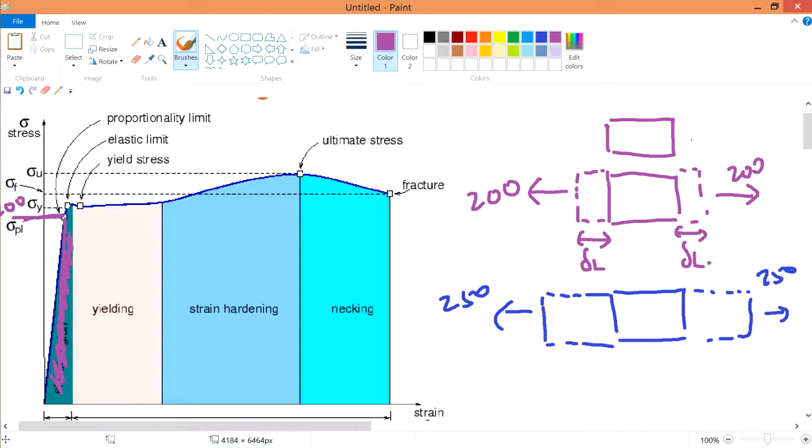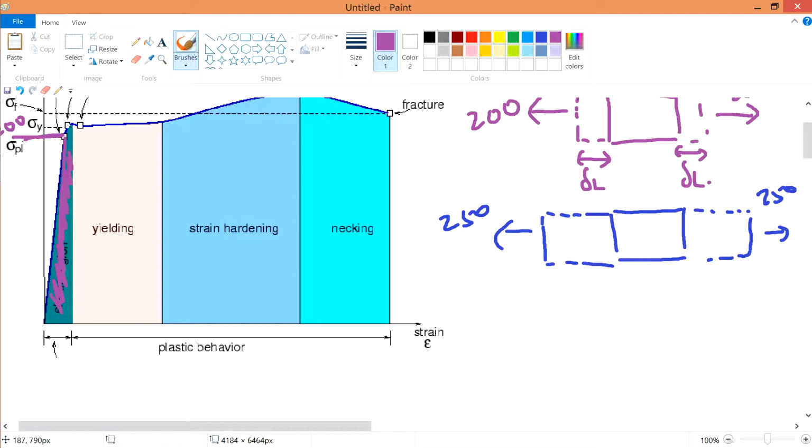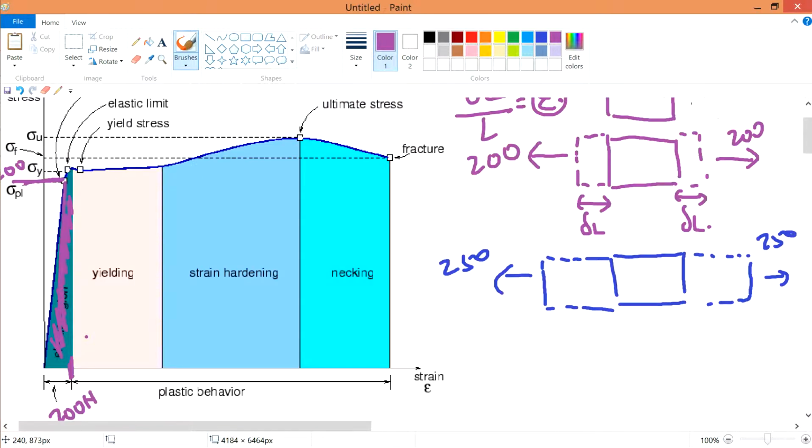This 200 stress creates a change of distance, and this change of distance divided by L is equal to your strain, which is reflected directly over here on the strain curve. So this is your 200 Newton strain. Now if you were to apply 250 Newton, which is somewhere at the yield strength of this particular point over here.